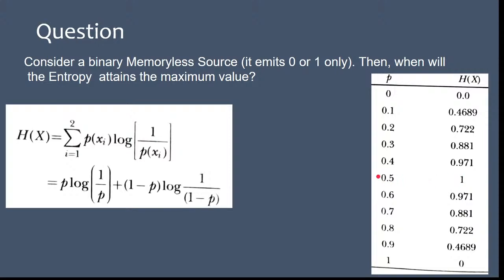So when the probability p of occurrence of 0 is 0.5, it means the occurrence probability of 1 is also 0.5, because total probability should be equal to 1. P plus 1 minus P is equal to 1. So when both the events are equally probable, then we have the maximum entropy for a binary source. So this is the solution for this particular problem.